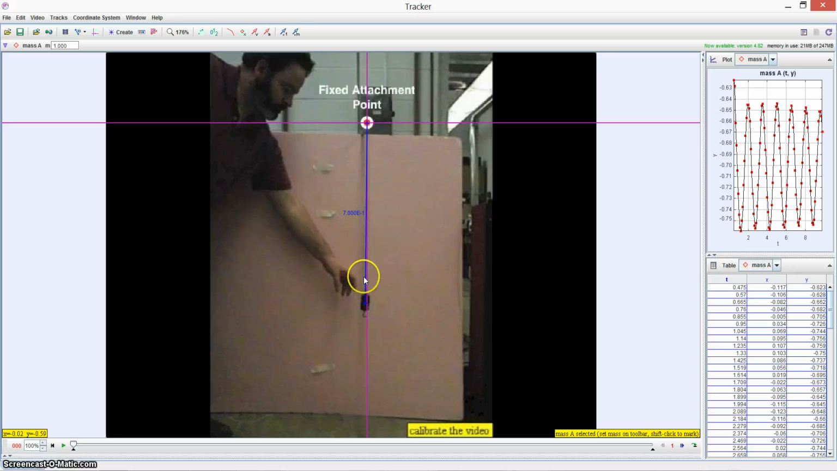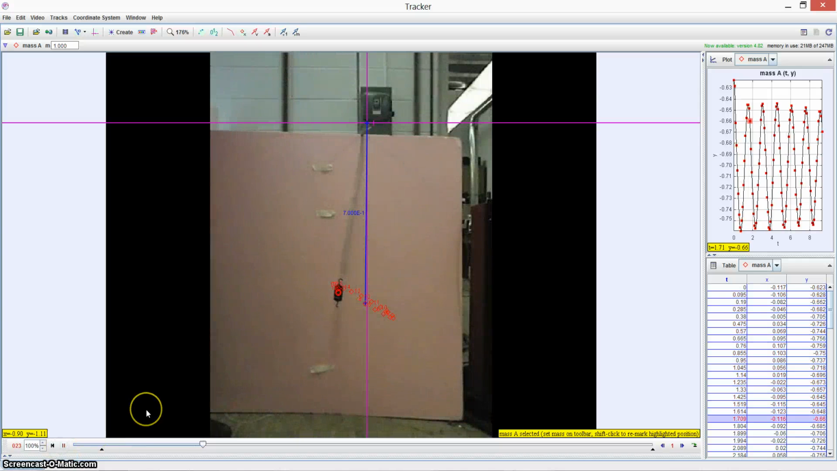In the first 5 frames of the video, there was a calibration image. I first used this image to set a length scale by indicating that the equilibrium length of the spring mass system is 0.7 meters. I also set the spring attachment point as the origin of my axes.